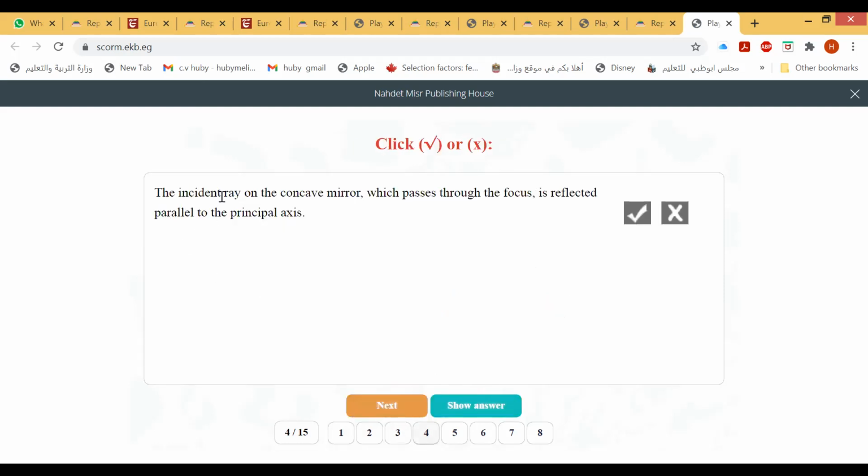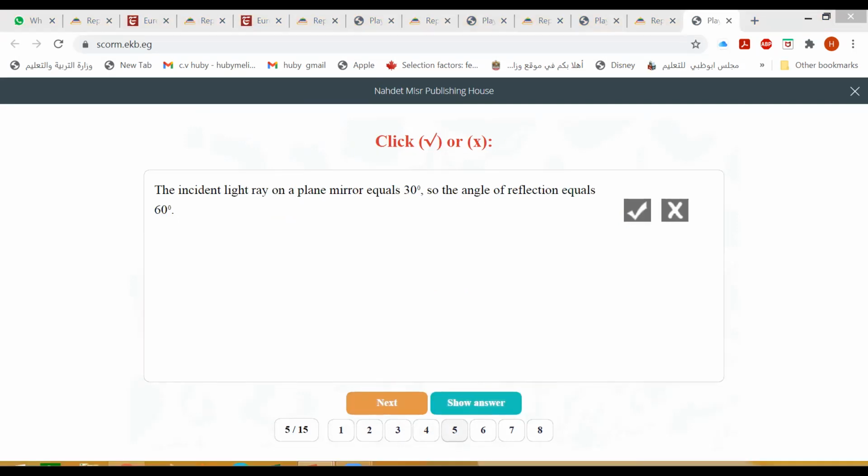But right or wrong, the incident ray on the concave mirror, which passes through the focus, reflecting parallel to the principal axis, taban, right. The last activity.